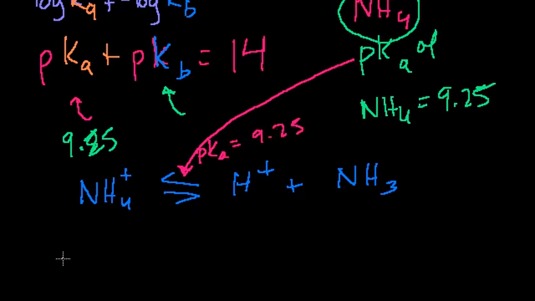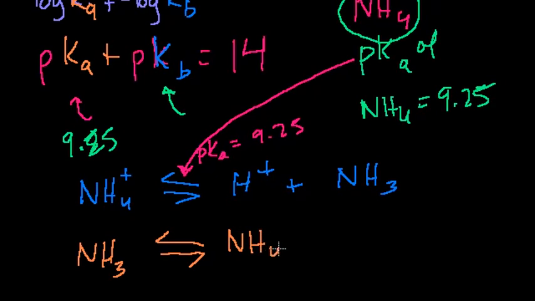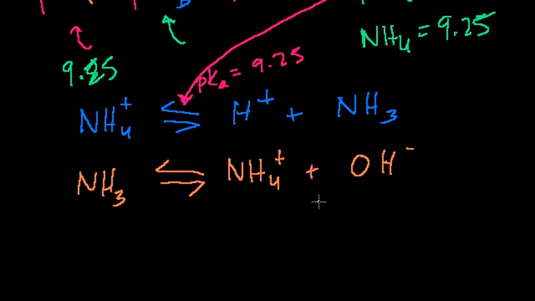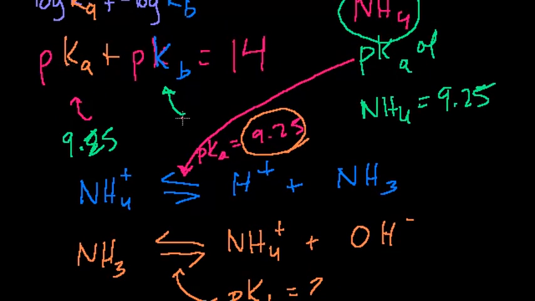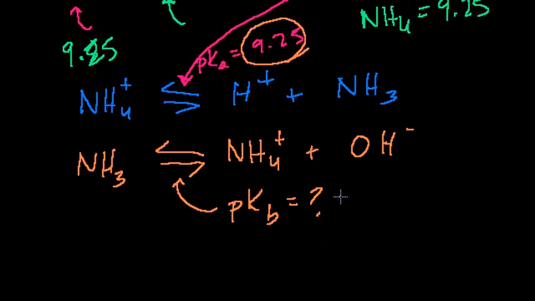And if I had the reverse reaction, the conjugate base reaction, so ammonia converts to ammonium plus, it grabbed that hydrogen proton from a water molecule. If I wanted to figure out the pKb, or the negative log of the equilibrium constant for this reaction, what is it? Well, this one's 9.25. And 9.25 plus this pKb have to be equal to 14. So what's 14 minus 9.25? It's 4.75.